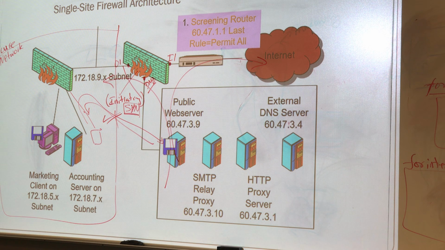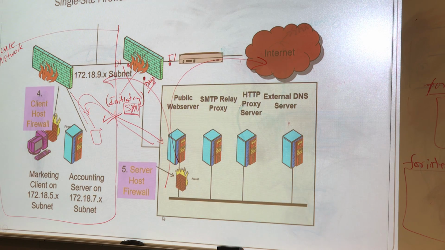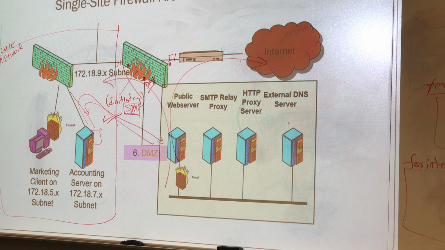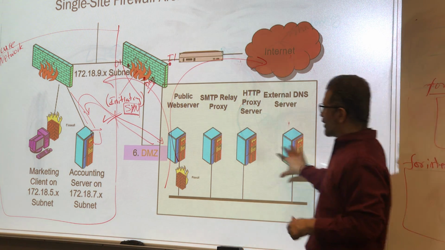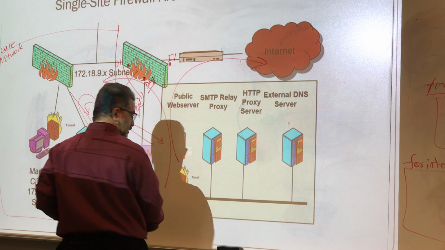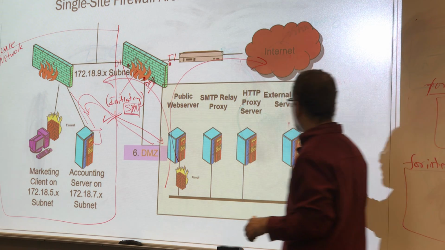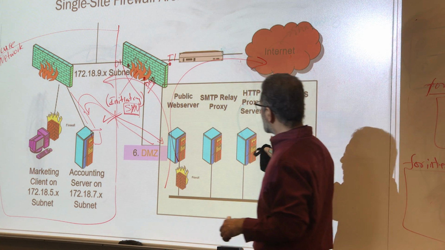Okay, great. So now for this example of a company that has marketing and accounting departments, and it has public services. What we have ended up doing here is putting all the public services in the DMZ area, including DNS.